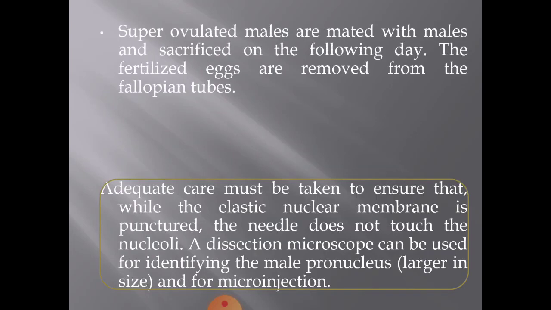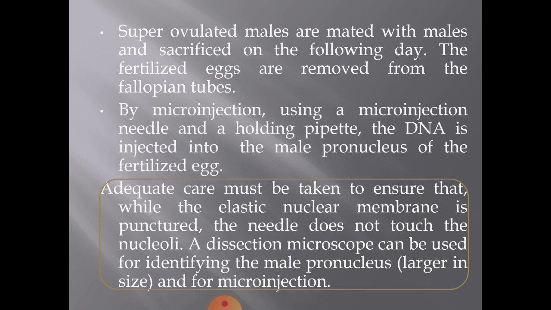So, here again I have described the procedure, that is superovulated females are mated with males and sacrificed on the following day. Sorry for the spelling mistake. The fertilized eggs are removed from the fallopian tube. Same thing I have taught you. Then by microinjection, you will incorporate the DNA of your choice. You will take enough care not to puncture the nucleoli, right?